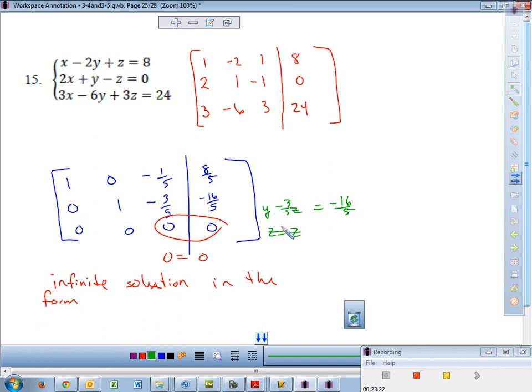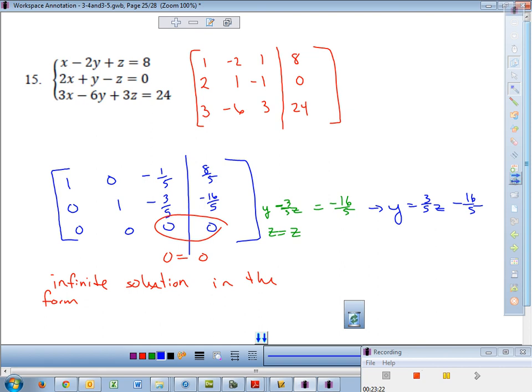But I want to see what y equals. And what would you have to do to get y all by itself in this situation? So doesn't that just imply that you got to add this 3/5 z over to the other side? That y equals 3/5 z minus 16/5. Please write this blue one down right next to this. That y equals 3/5 z minus 16/5.